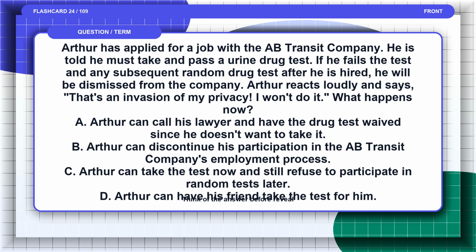Arthur can call his lawyer and have the drug test waived since he doesn't want to take it. Arthur can discontinue his participation in the AB Transit Company's employment process. Arthur can take the test now and still refuse to participate in random tests later. Arthur can have his friend take the test for him. Pause and think of the answer before the reveal.